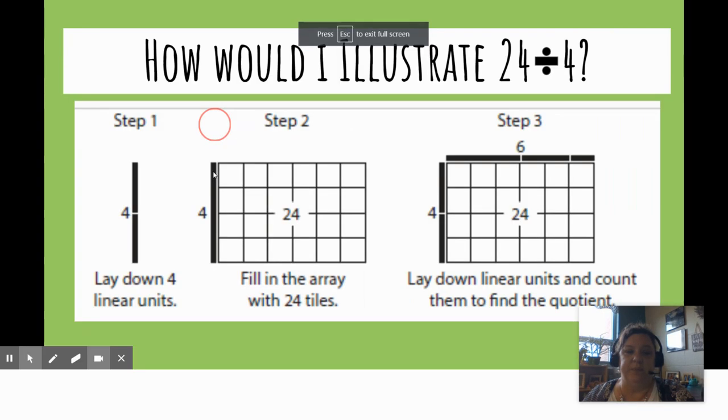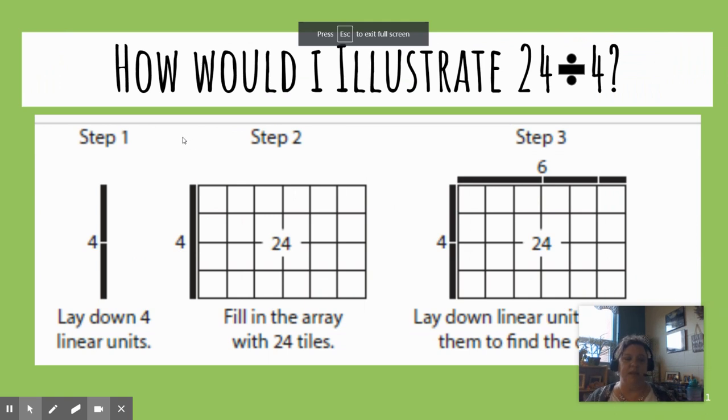So now I want you to think about something else. How would you illustrate 24 divided by 4? So what would you do? Well, your first step would be to take out 24 tiles, if you are illustrating it with the tile array, showing the area model with the tiles. So you would take out 24. It's 24 divided by 4.